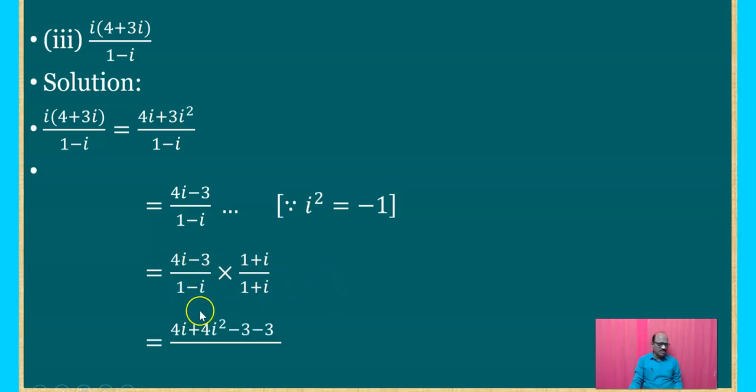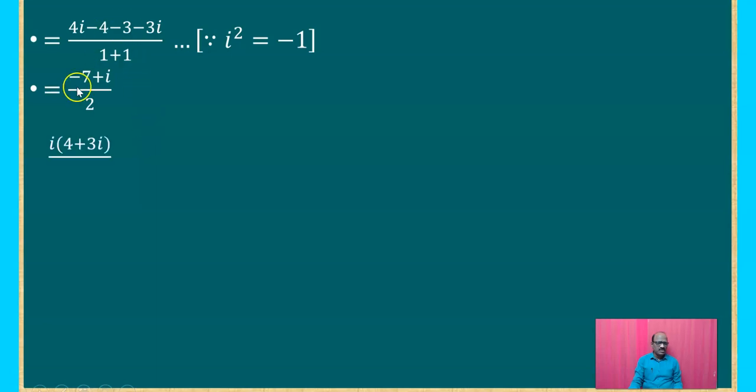Then we take (4i − 3)(1 + i) over (1 − i)(1 + i), which is 1 − i². Now the multiplication of (4i − 3) into (1 + i) is 4i + 4i² − 3 − 3i, and their simplification. That gives 4i − 4 − 3 − 3i upon 1 + 1. Minus 4 and minus 3 is minus 7. 4i minus 3i is i.